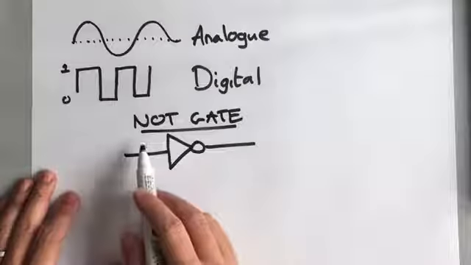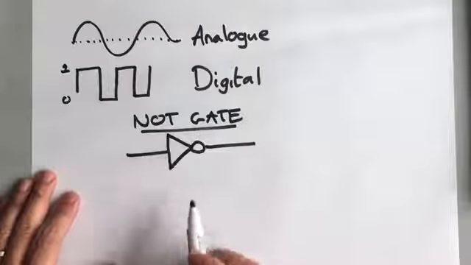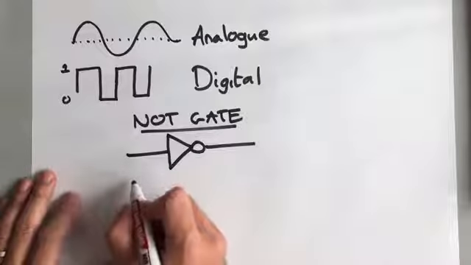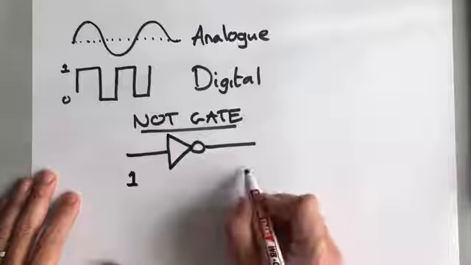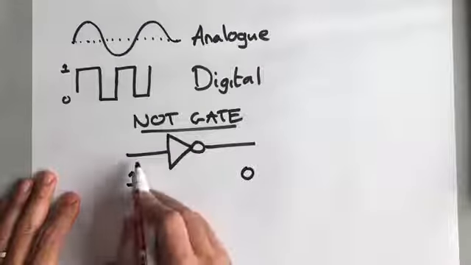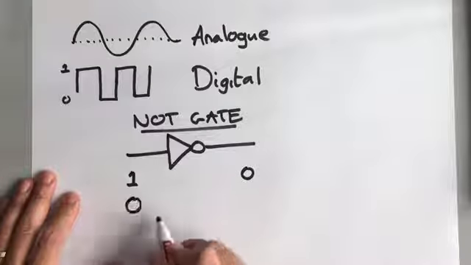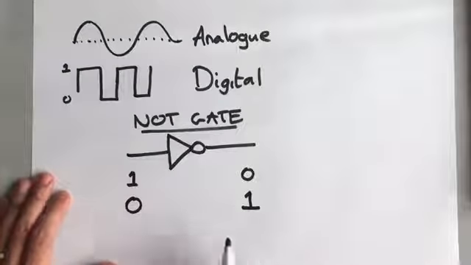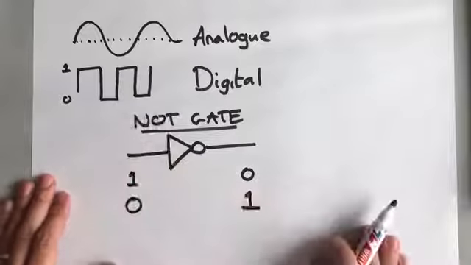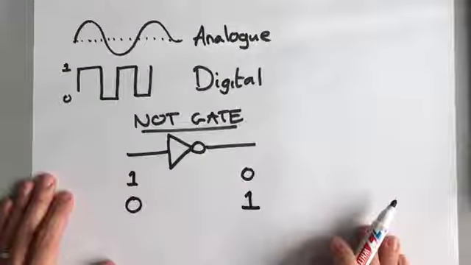Okay, and the NOT gate is a triangle with a circle there, and what the NOT gate does is if there is a signal of a 1 coming in, it puts out a signal of a 0. And if there is a signal of a 0 coming in, it puts out a signal of a 1. So basically, logic gates do what they say in the name.